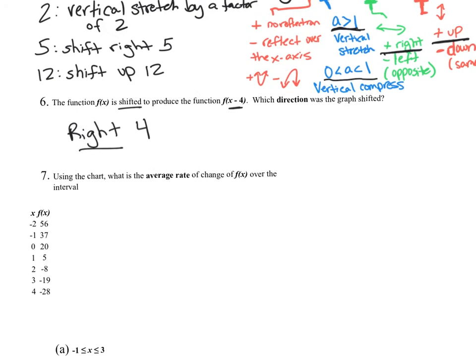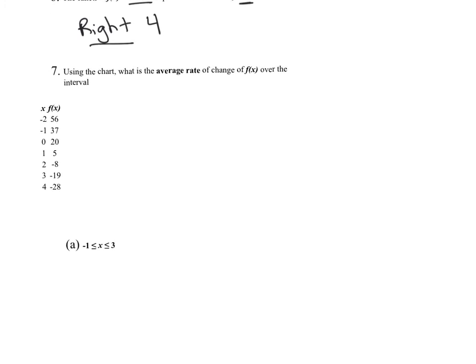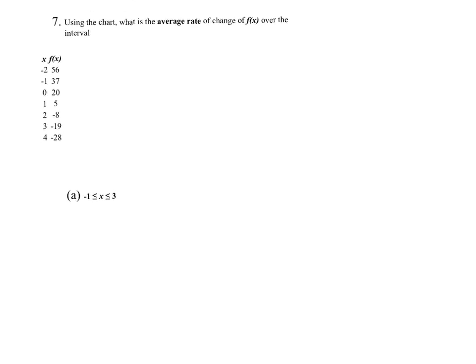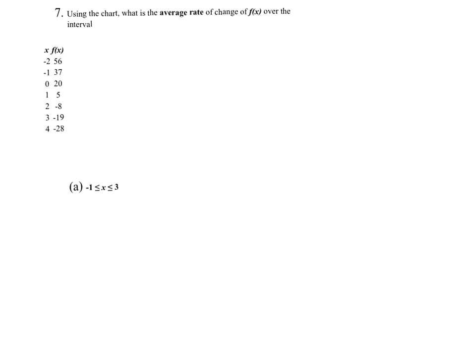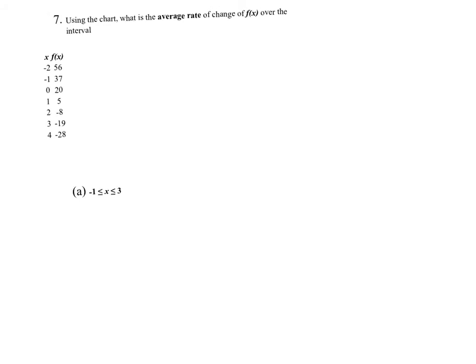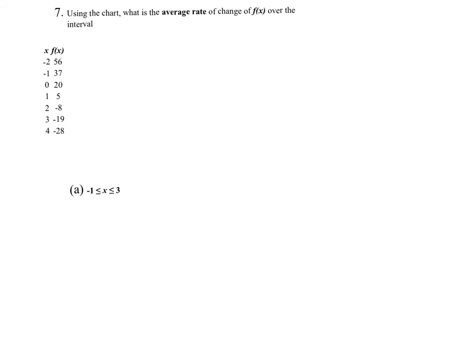All right, so number 7. Let's look at number 7. Using the chart, what is the average rate of change of f of x over the interval? Okay, so this is our chart. I'll go ahead and draw the line so you can kind of see what we're dealing with. So x, of course, is x. F of x means y equals, right? So if that's our y column and our x column, then we have points that we can use.